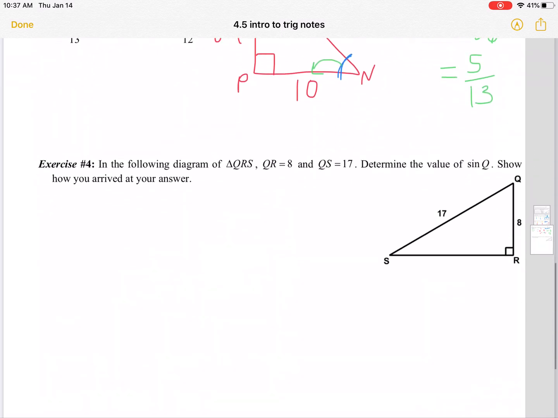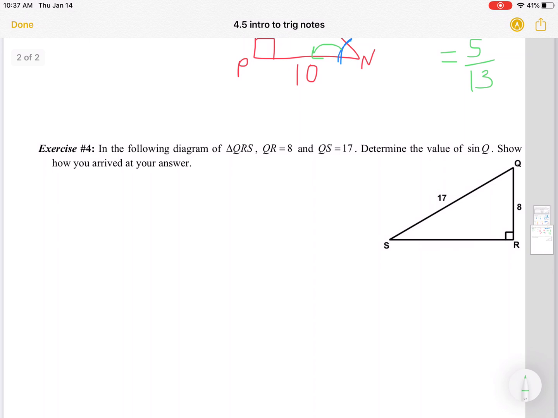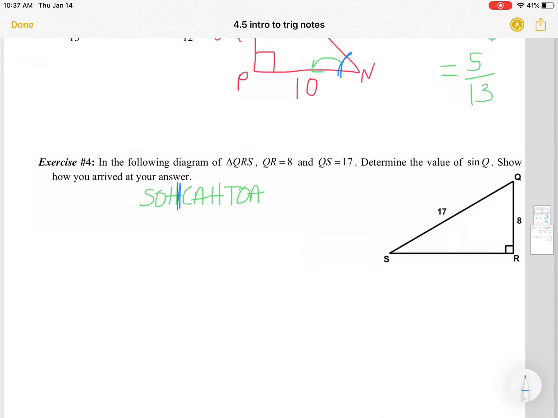Okay? And last but certainly not least, number 4, in the following diagram of triangle QRS, QR equals 8 and QS equals 17. Determine the value of sine of Q. Okay, so let's take our SOHCAHTOA. Now, the sine function is equal to the opposite over the hypotenuse. So if I'm looking at sine Q, at angle Q here, we don't have the length of the side opposite angle Q. But we can use the Pythagorean theorem here to help us.